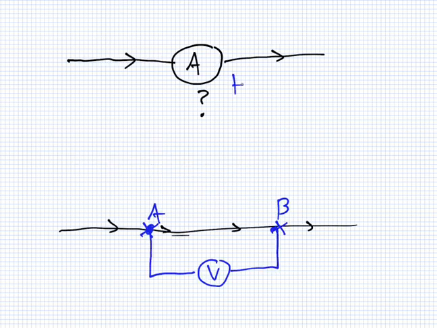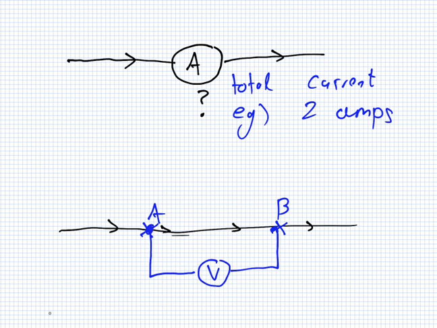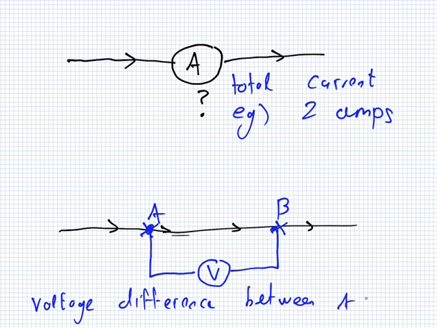Now, another important difference. This can tell you the total current. For example, it could say 2 amps. But this can only tell you the voltage difference between A and B. So for example, if this said 3 volts, what that means is at A there are 3 more volts than at B. But it doesn't tell you how many there are in total. It just tells you the difference between the two.